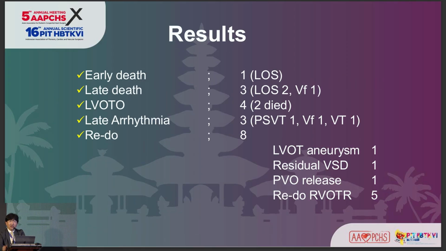Early death was a small number, 1 death. Late deaths were 3: LVOT in 2 and ventricular fibrillation arrhythmia in 1. LVOT obstruction occurred in 4, and this is very remarkable: of 4 LVOT patients, 2 died. Arrhythmia was 3, and redo operation was 8, for LVOT aneurysm, residual VSD, PVO release and redo LVOT.